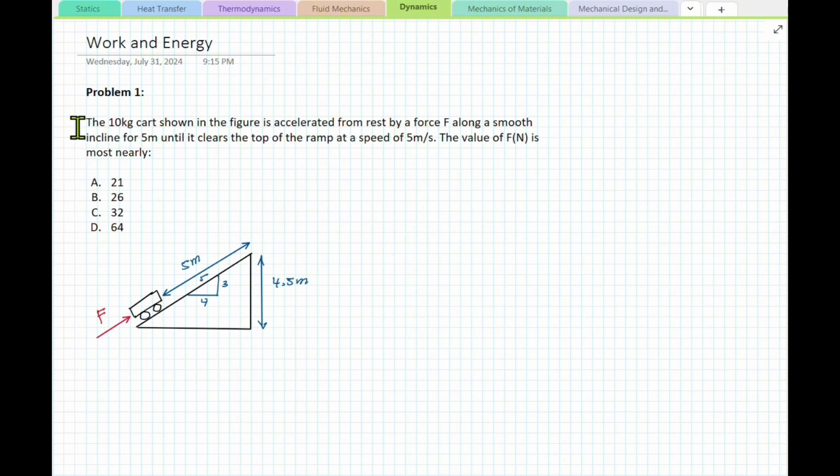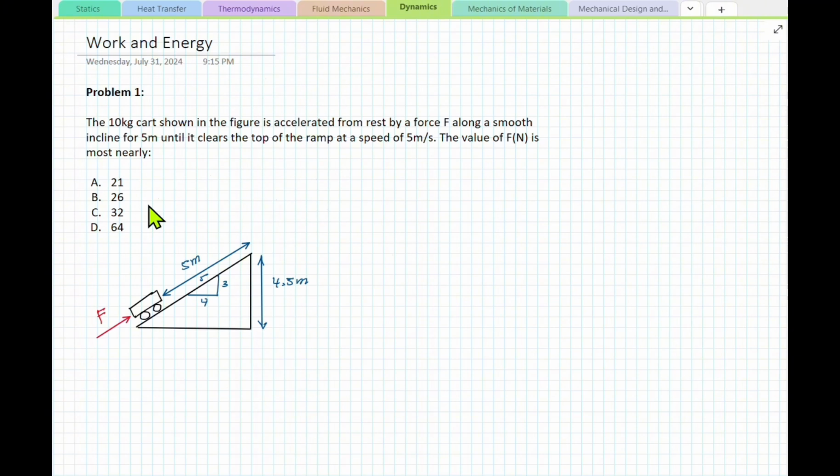The problem reads as follows. The 10-kilogram cart shown in the figure is accelerated from rest by a force along a smooth incline for 5 meters until it clears the top of the ramp at a speed of 5 meters per second. The value of the force in Newtons is most nearly: option A, 21; B, 26; C, 32; and D, 64.